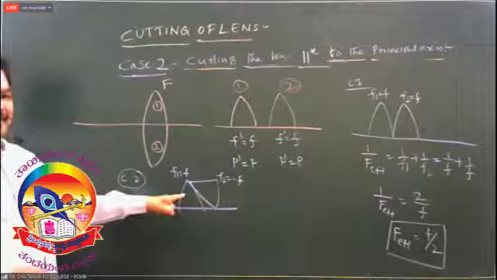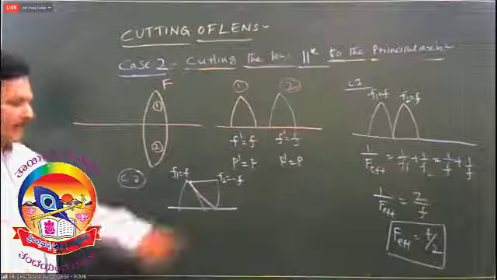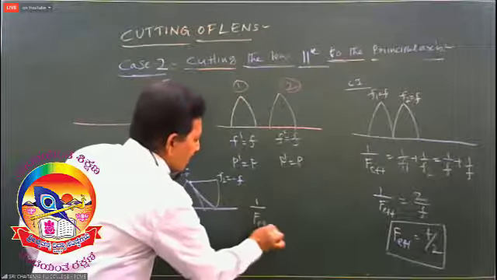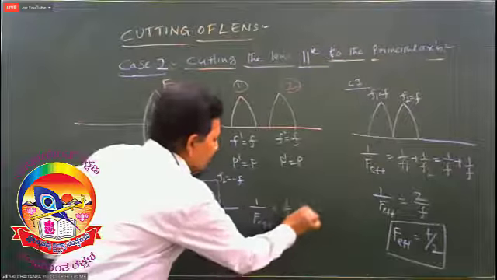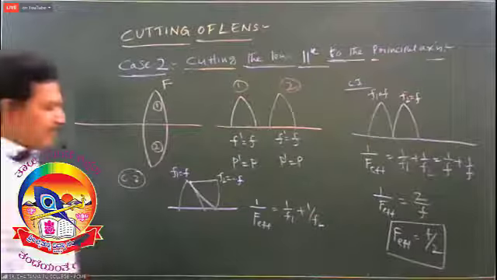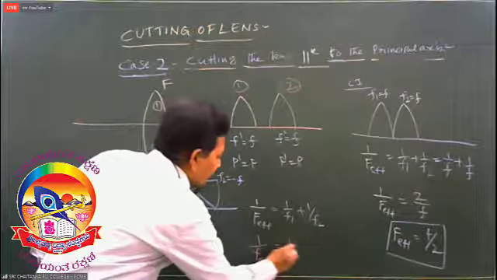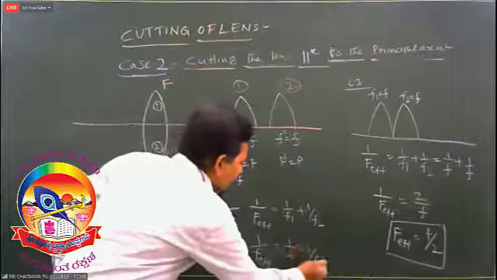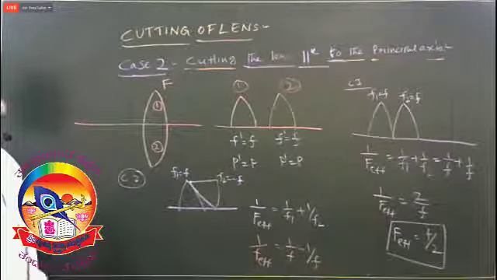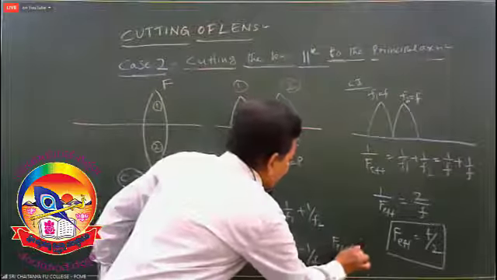This one plus f, this one minus f, concave. Now write down the effective focal length. 1 by f effective is equal to 1 by f1 plus 1 by f2. So 1 by f effective is equal to 1 by f minus 1 by f. Therefore, f effective is equal to infinity.